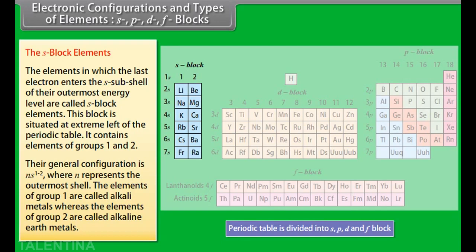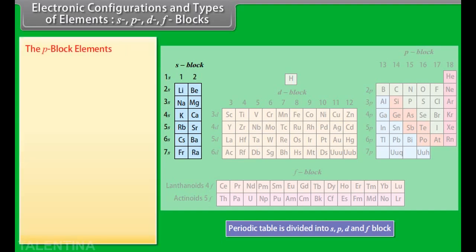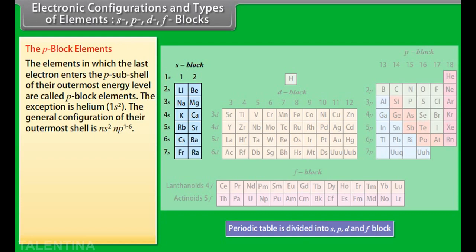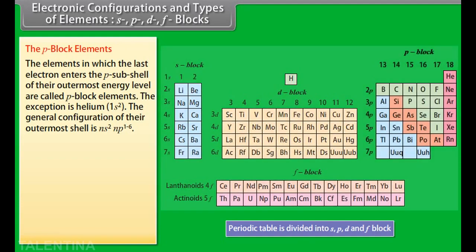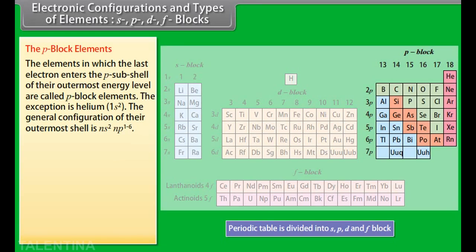The elements of group 1 are called alkali metals, whereas the elements of group 2 are called alkaline earth metals. The P block elements: the elements in which the last electron enters the P subshell of their outermost energy level are called P block elements.